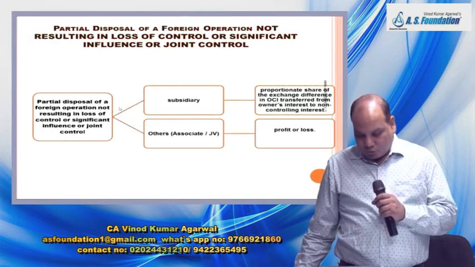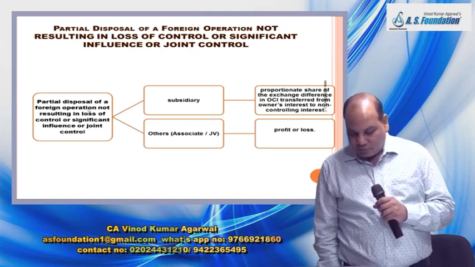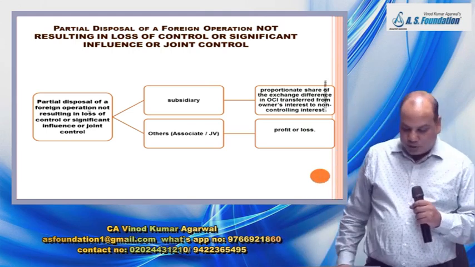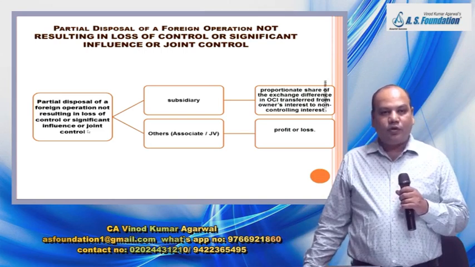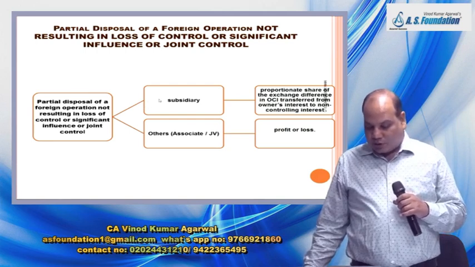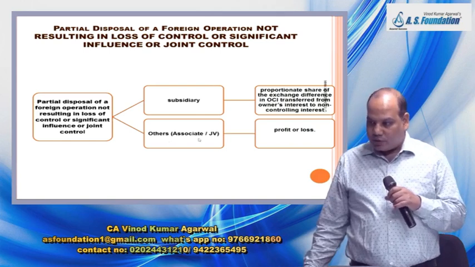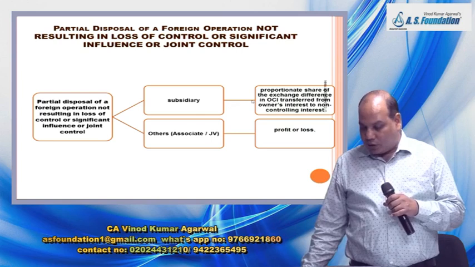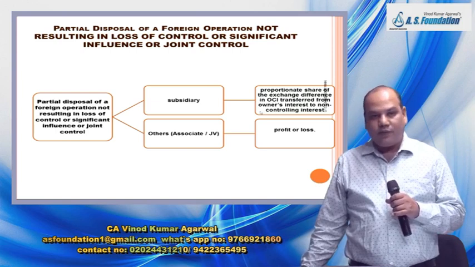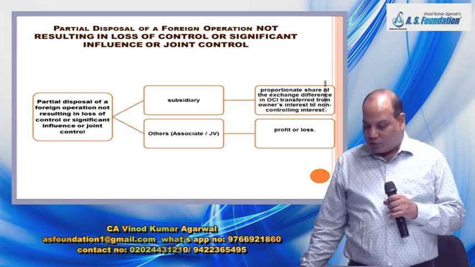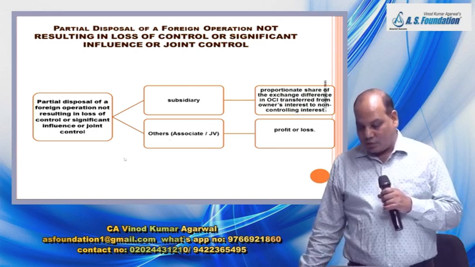Okay. So see what I have done, a small summary. It's printed in your notes also. Don't worry. Partial disposal of a foreign operation, which does not result in loss of control or significant influence or joint control. Check whether that foreign operation is a subsidiary or others. Others means associate and joint venture. If it is a subsidiary, then the proportionate share of exchange difference in OCI will be transferred from owner's interest to non-controlling interest, not to the P&L account.